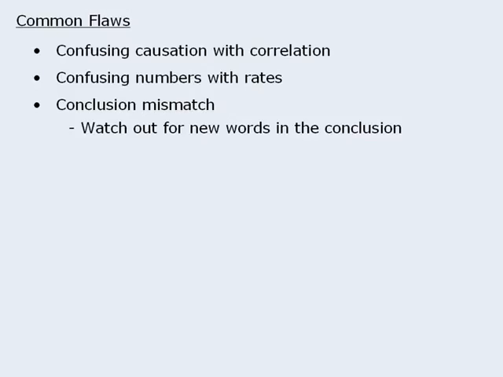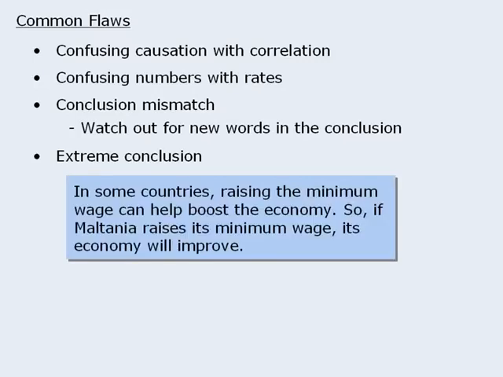Next, another common flaw is the extreme conclusion. In this flaw, the author takes weak premises and then draws a very strong conclusion. Take this example. In some countries, raising the minimum wage can help boost the economy. So if Mauritania raises its minimum wage, its economy will improve.